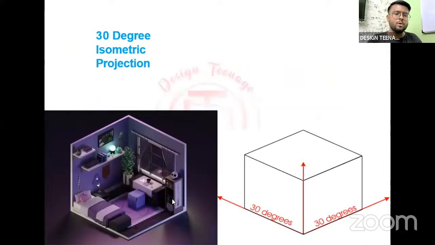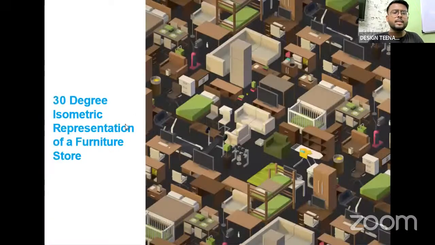This is a practical view of the interior of a house, how it is practically represented in an isometric projection. 30-degree isometric projection, this is how it's done. This is an isometric representation of a furniture store as a whole, when you need to show internally on the 3D view that this is how it looks. This is the best angle from which your client would like to have a look at all the things together.